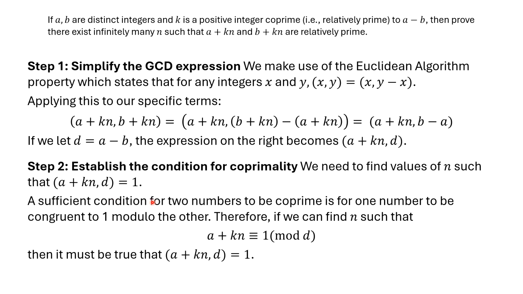A sufficient condition for two numbers to be coprime, relatively prime, is for one number to be congruent to 1 modulo the other. It's not too hard, but it's not immediately obvious, so I'll prove that on the next slide, and then I'll continue with the proof after that. Therefore, if we can find n such that a plus kn is congruent to 1 mod d, then it must be true that the GCD of a plus kn and d is equal to 1. Okay, so let's prove this first.